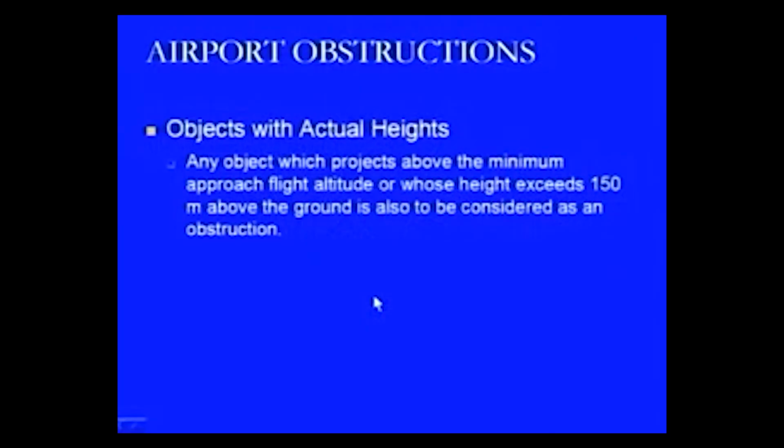Further, any object which projects above the minimum approach flight altitude or whose height exceeds 150 meters above the ground is also to be considered as an obstruction. So, if we look at the flight altitude of an aircraft approaching any airport, and there is any object having a height of more than 150 meters, then that is also considered an obstruction.